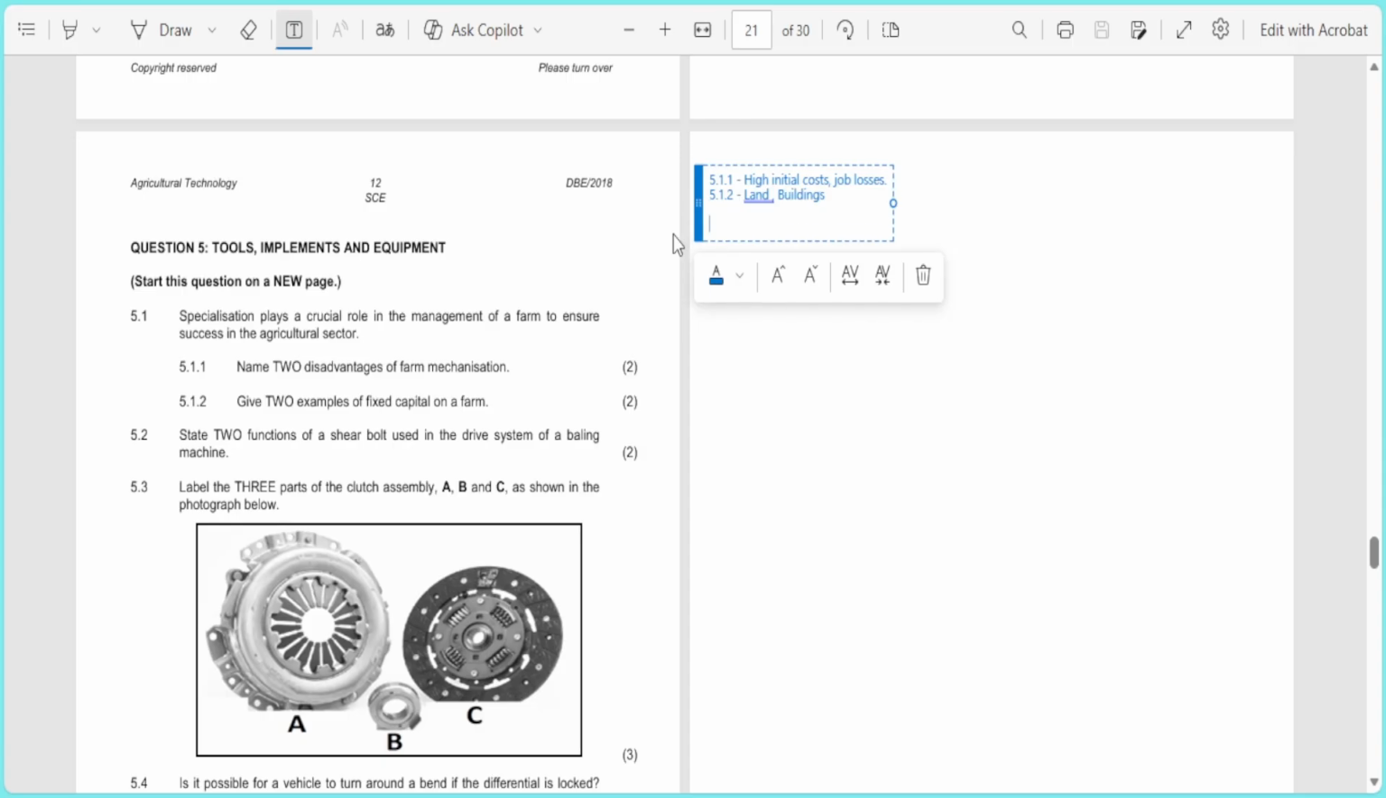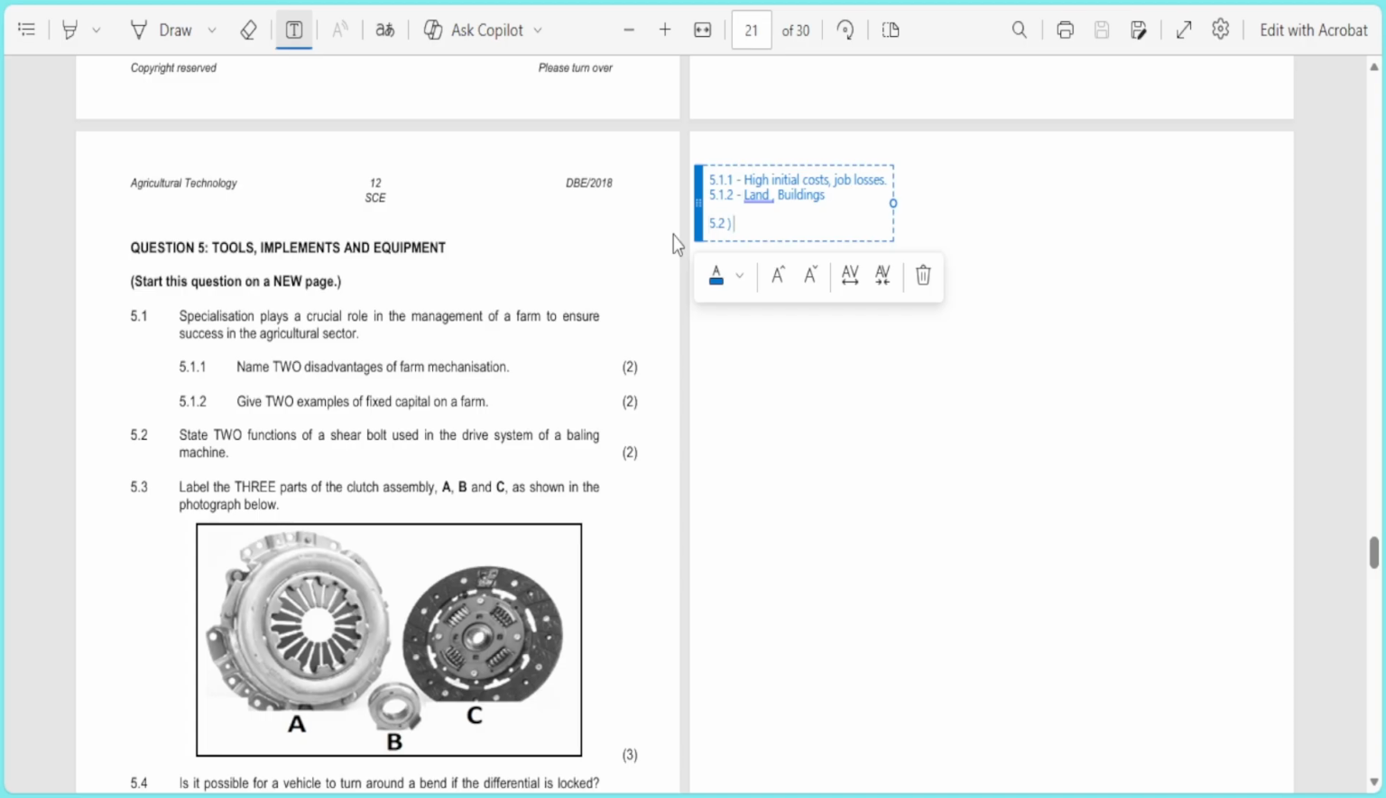5.2, state two functions of a shear bolt used in the drive system of a baling machine. Shear bolts in baling machines. Okay, shear bolts are the agricultural equivalent of electrical fuses. They are designed to fail first to protect more expensive components. Keep that in mind.